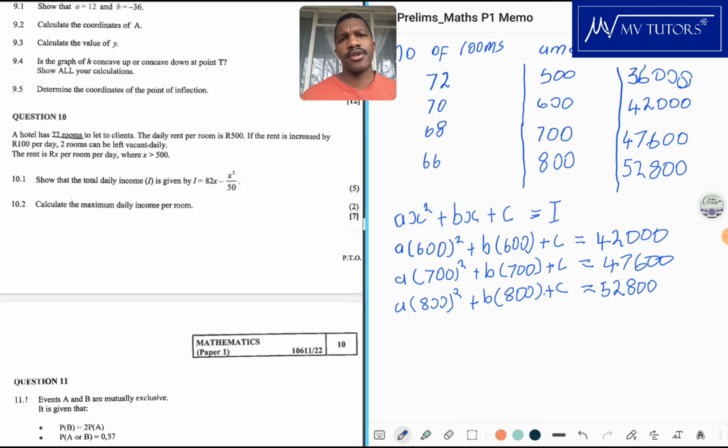Now we've got three unknowns, three equations. This is simultaneous equations. You can solve it. One way, the long way of solving it, is making C the subject of the formula, and then substitute it in equation number 2, and then you'll get B, and then substitute that B in equation number 3, and then you'll get A, and then substitute C again. You in grade 12, you know how to do simultaneous equations. You can also use your calculator.